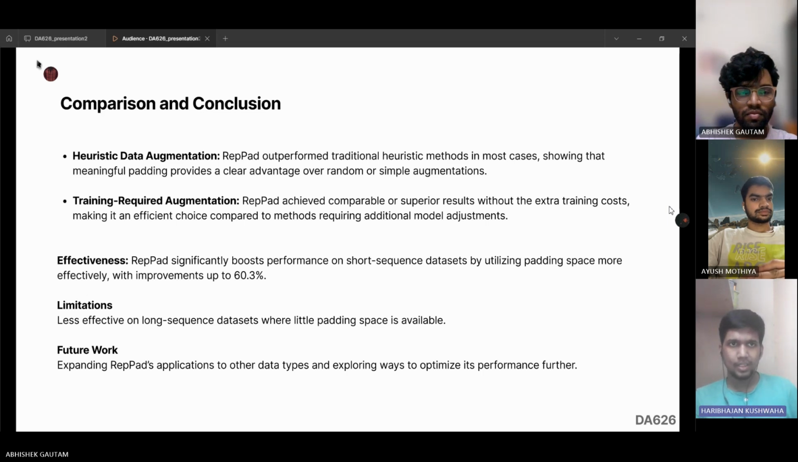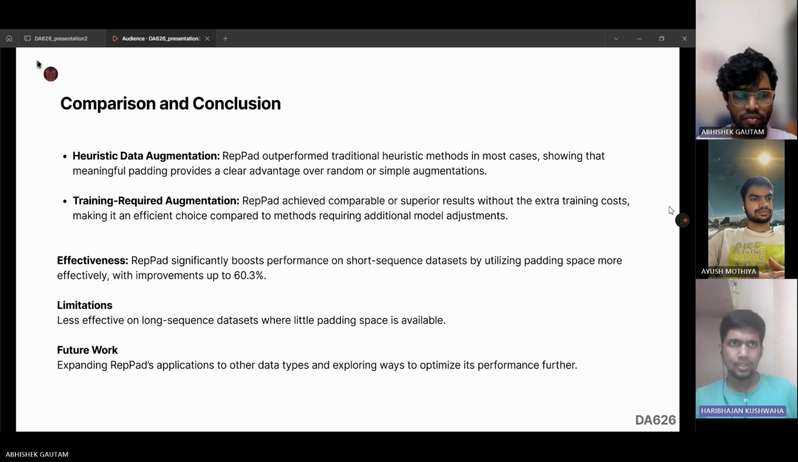Looking ahead, there are opportunities to expand RepPad's application to other data types and domains. Optimizing its performance further, perhaps by adapting it to handle longer sequences more effectively or testing it with more complex models, will be an important direction for future research.